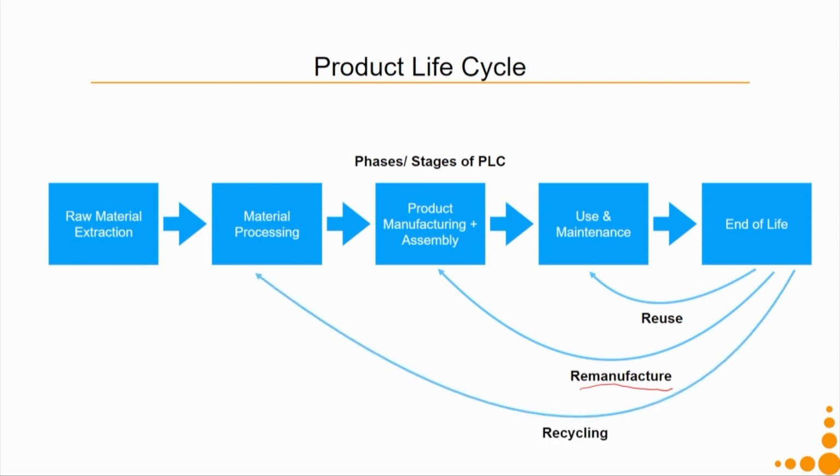Another option at the end of life is recycling. What it implies is that it has to go back to the material processing unit, where my product will be broken apart into the components, and then it will be reprocessed to give you the original material. These materials can be used in the same industry from which it came, or it can be used in any other industry. Or the fourth option is to discard it away.